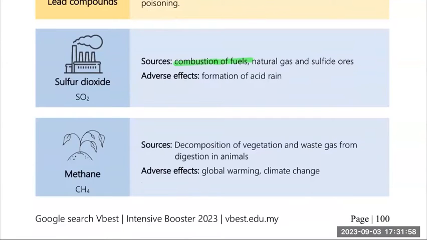Then the last one, methane gas. For the source, most of the time you write decomposition of vegetation, meaning dead plants and dead animals. When they decompose, the bacteria will produce methane gas. Or if you learn biology, anything from animal digestion, they also accept, like cow manure, the cow poops.